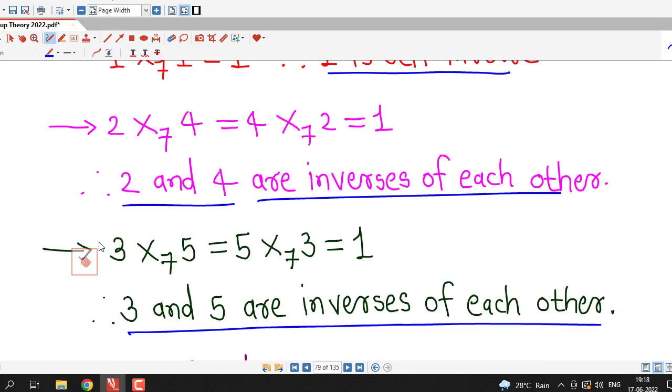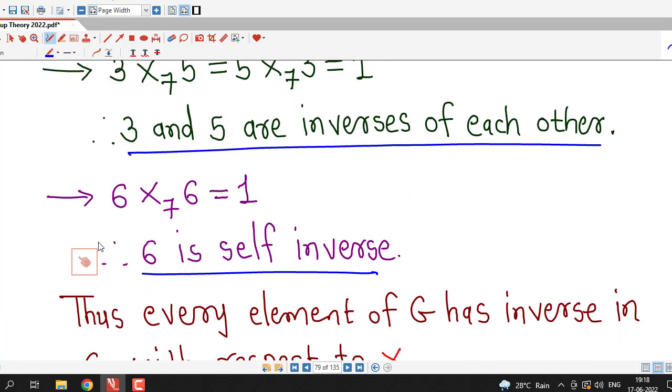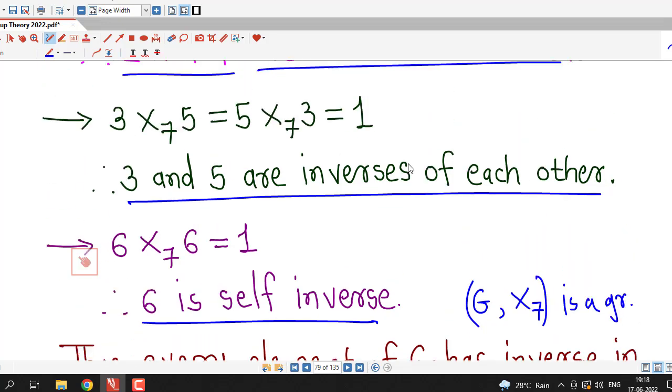Therefore given set G is a group under multiplication modulo 7, or we can directly write that G with multiplication modulo 7 is a group. Now we are asked to prove that G is abelian group.